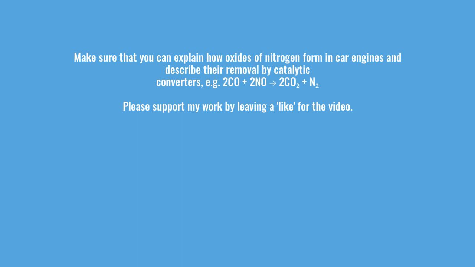To get the A's and A stars in this part of the specification, you will need to be able to explain how oxides of nitrogen form in car engines and describe their removal by catalytic converters. Look very carefully at the previous slide. Make sure that you can give the chemical equations that take place for the overall breakdown of carbon monoxide and nitrogen oxide into harmless products.